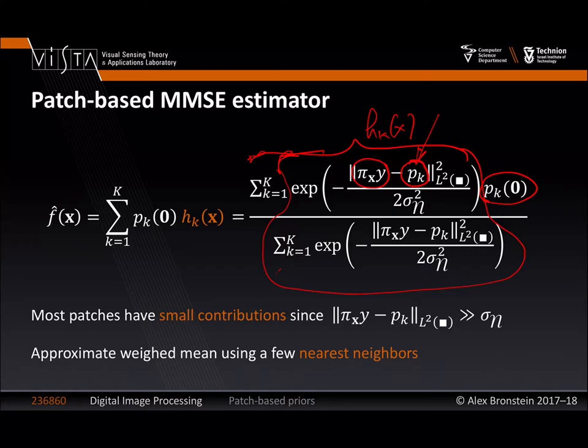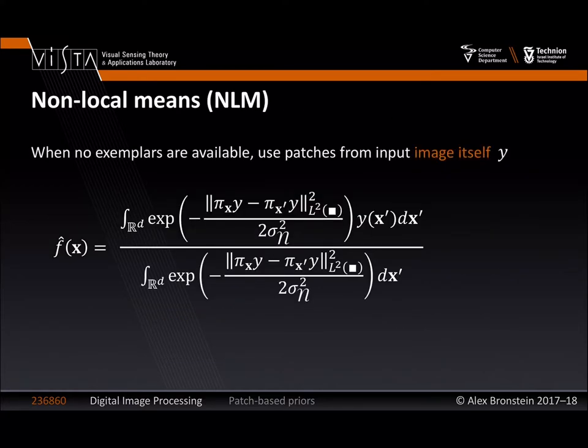So instead of taking these exemplars, I can simply take patches from the input itself. So I will write this as an integral over the entire image. I will be integrating over x prime. So x prime is some location in the image. I'm going to extract a patch at the point x prime from y, measure its distance to the patch at point x that I'm trying to denoise. Okay? And this is the value of pi x prime y at point 0.